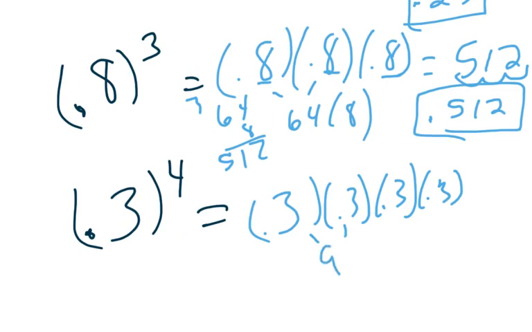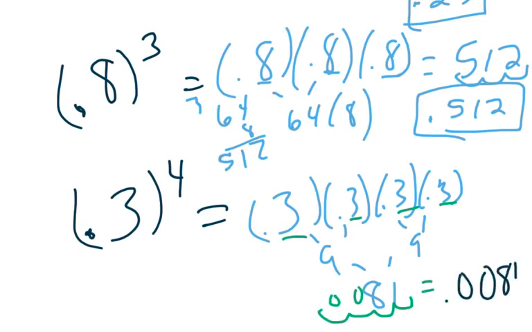And finally, 0.3 to the 4th gives you 0.3 times 0.3 times 0.3 times 0.3. This gives you 9, this gives you 9, and then 9 times 9 is 81. But once again, we have 1, 2, 3, 4 numbers behind the decimal place, so we have to add a couple zeros. And so your final answer is going to be 0.0081, because we moved 4 places, we have 4 decimal places.